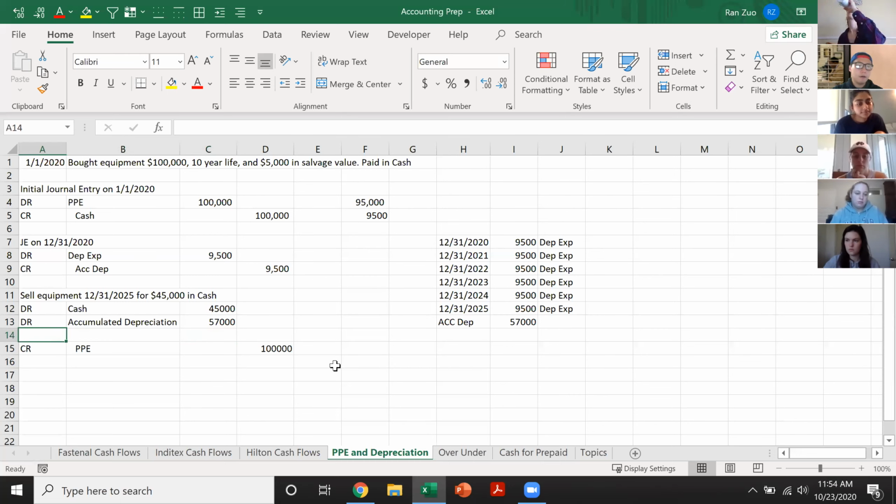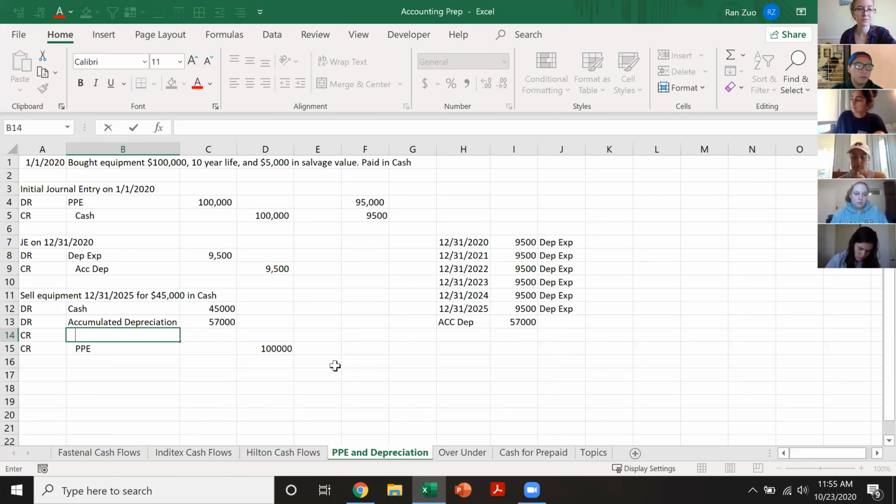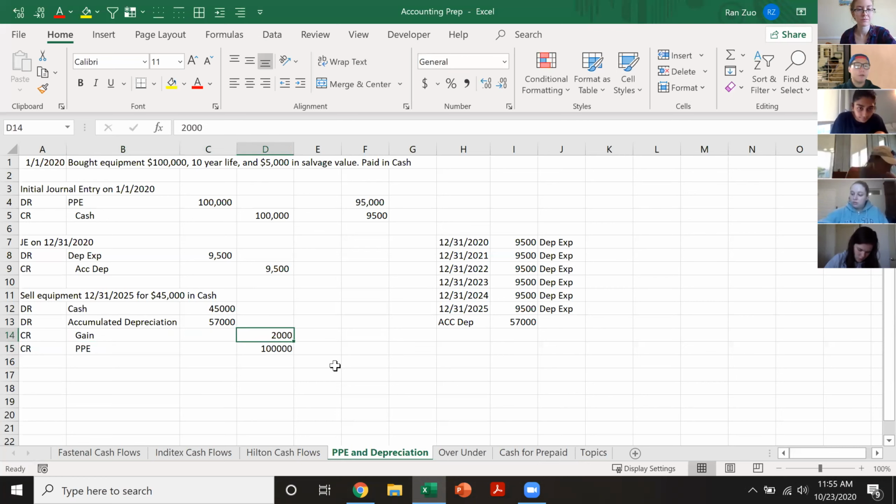And gains are what? Credit or debit? Credit. Yeah, it's a credit. Gains follow the revenue idea. Gain of 2,000. Very good. And that is our journal entry.